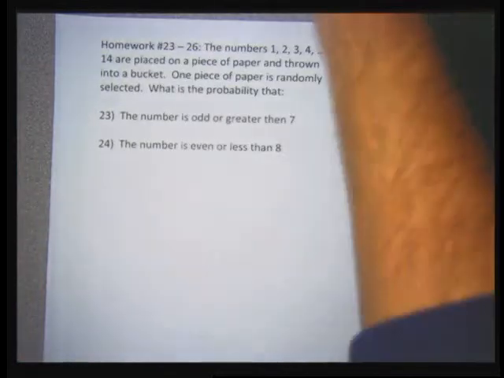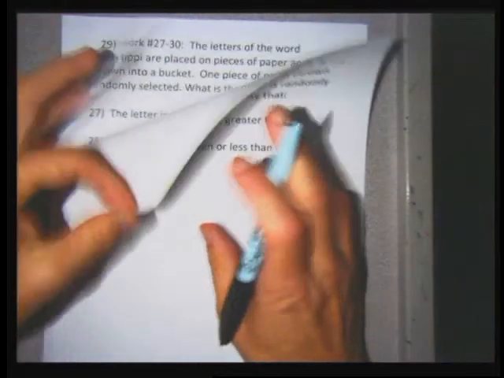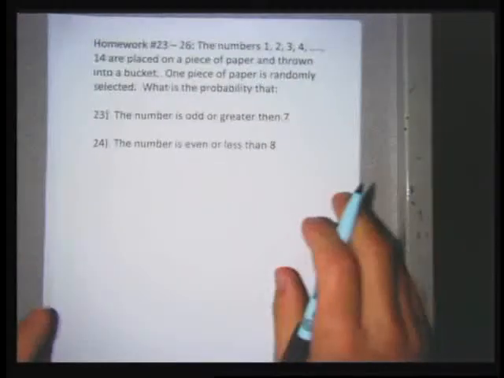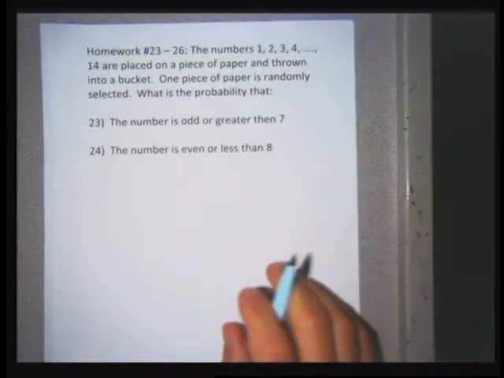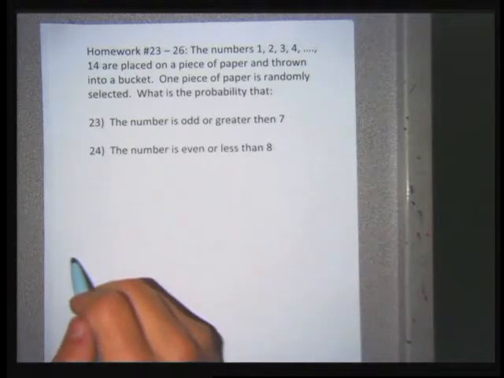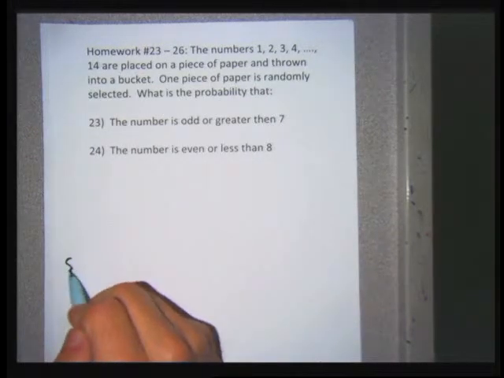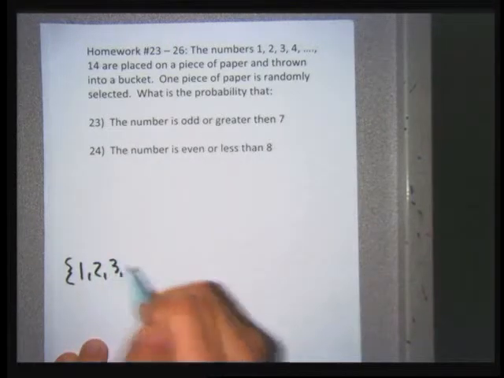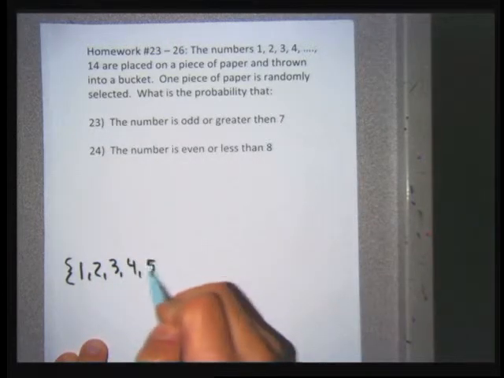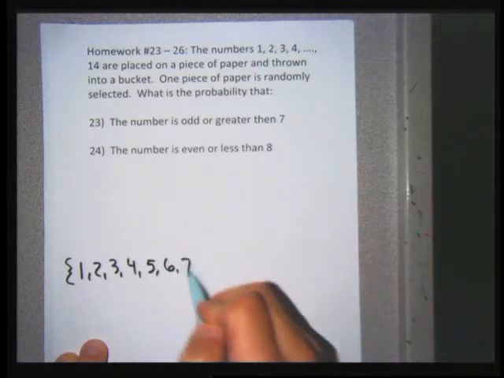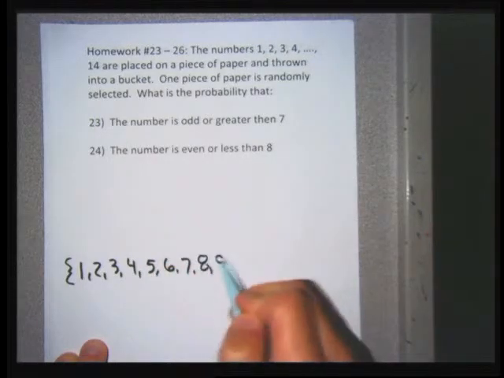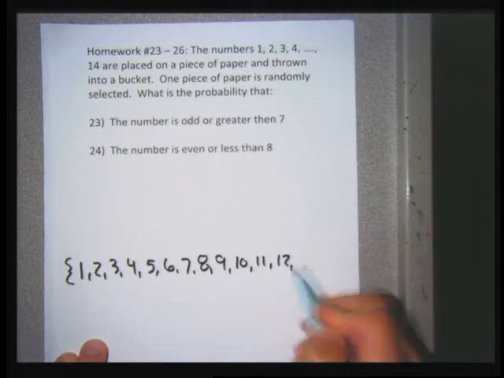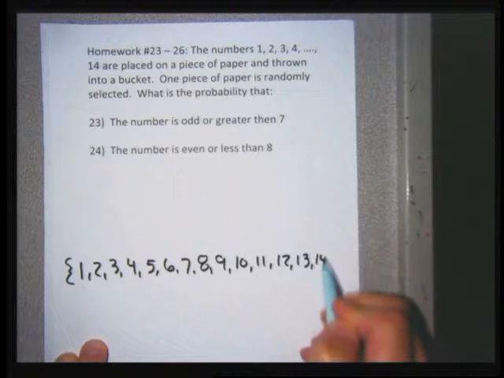All right, 23 through 26, and that might be the end. No, we've got a few more, but nothing too crazy. So the numbers 1 through 14, I don't know why 1 through 14, are placed on a piece of paper and put into a bucket. So I'm creating my sample space because if I have my sample space, I can do these problems cleanly by just marking up the sample space. Wish I didn't go to 14, but I did.